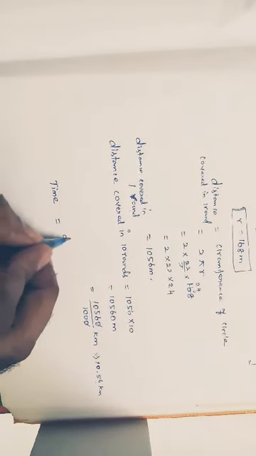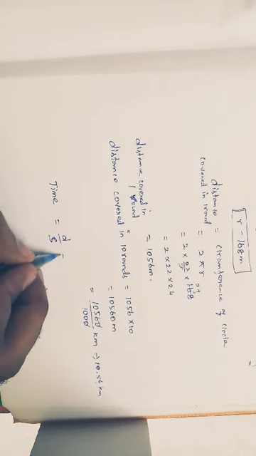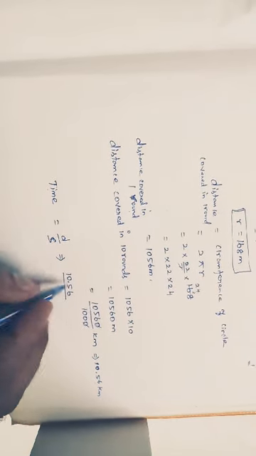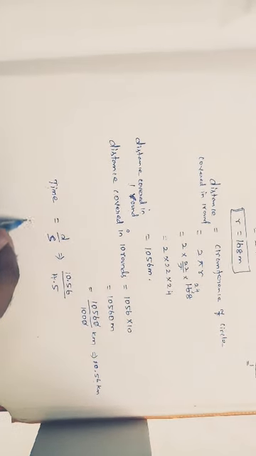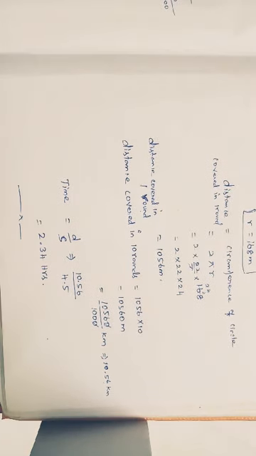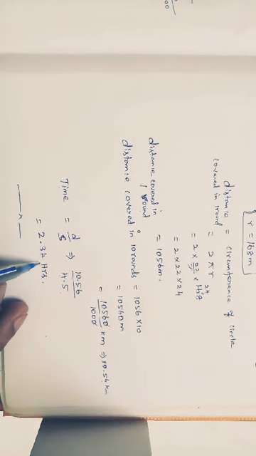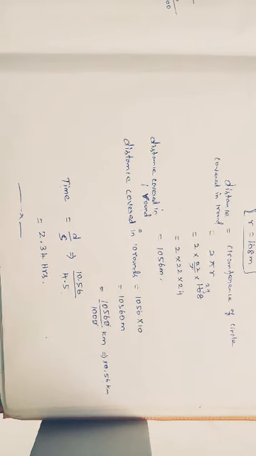Time is equal to distance by speed. That is nothing but 10.56 divided by, what is the speed? 4.5 kilometer per hour. While we are dividing 10.56 by 4.5, we get 2.34 hours, right? Therefore, Parthiban takes 2.34 hours to complete 10 rounds. That's all. Thank you. Note down your homework sums.